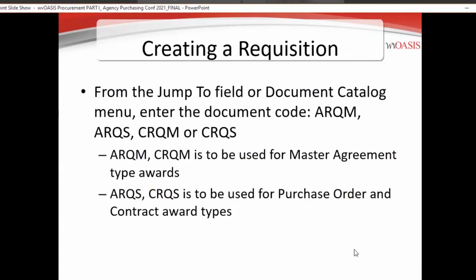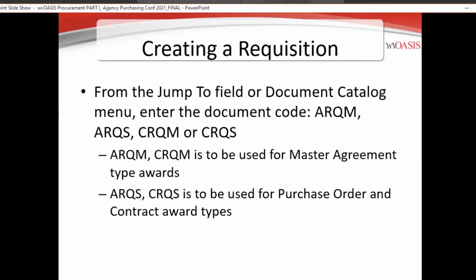So to create your requisition, there are a couple of ways, like with all of the other documents. It's just a matter of personal preference. You can use the Jump To field if you know the document code to create it, or you can go to the document catalog. And again, you've had to determine if it qualifies for agency delegated, or is exempt, or needs to go through the purchasing division.